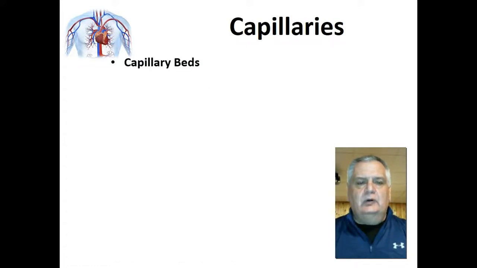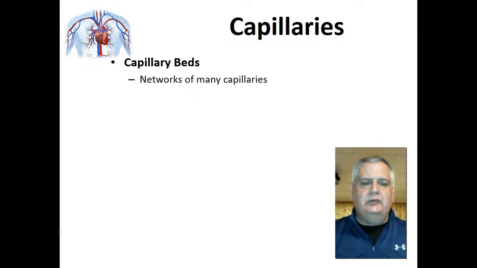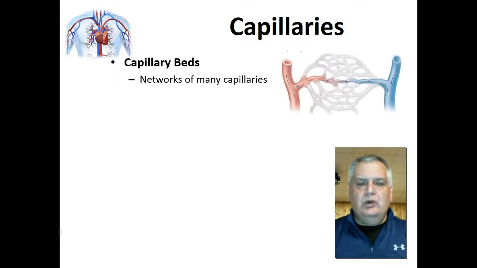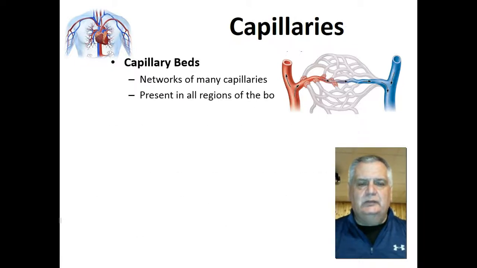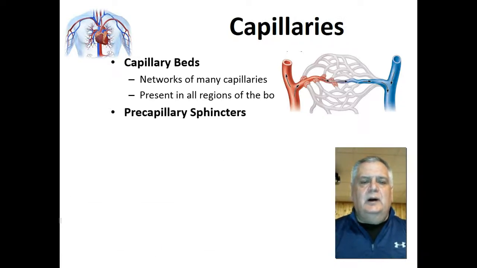Okay, so one of the things we need to take a look at when we're studying capillaries is the capillary beds. Capillary beds are networks of capillaries. So what happens when an arteriole enters the tissue? The arteriole will give off branches of many capillaries from a single arteriole. And when you have these many branches from a single arteriole, these are what we refer to as the capillary beds. These capillary beds are going to be present in all regions of the body.